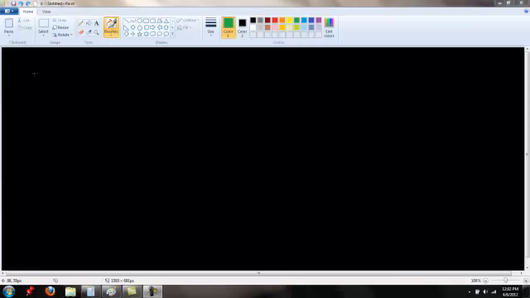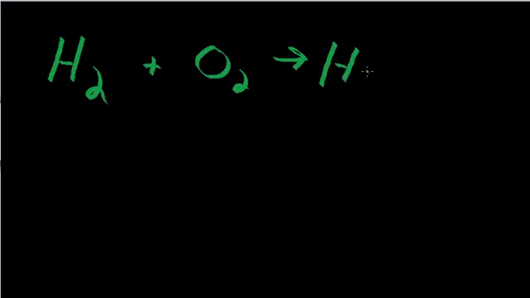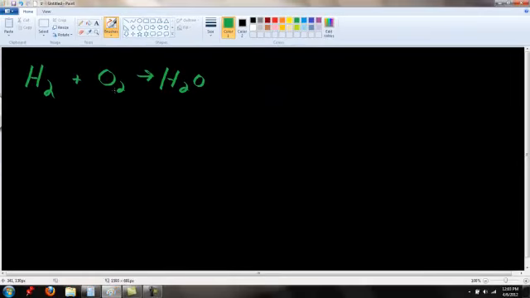Now in its most basic form, stoichiometry is a way of describing the relationship between reactants, which are things you start out with in a reaction, and products, which are those things that are created by the reactants.